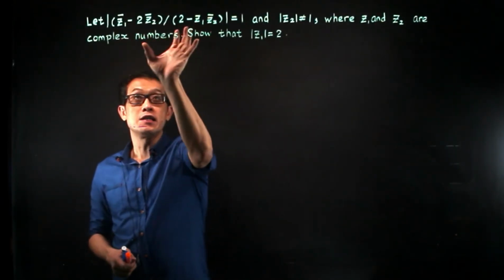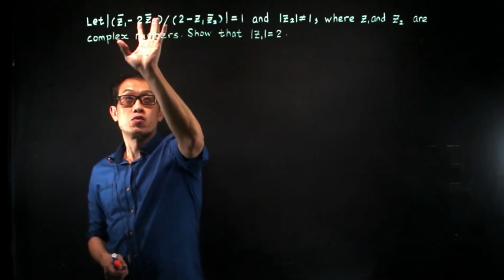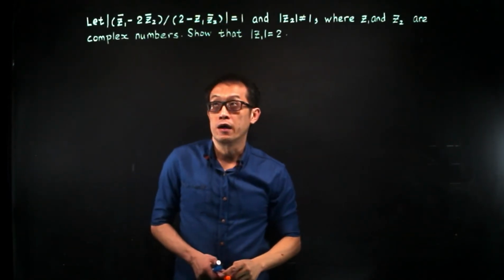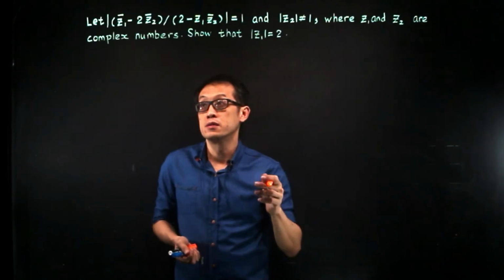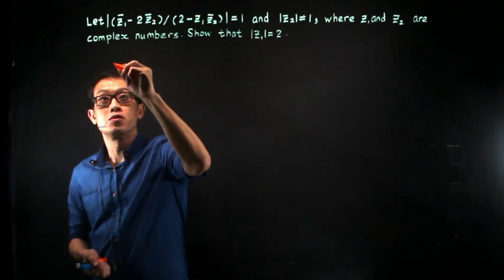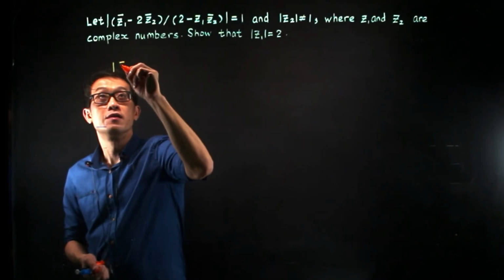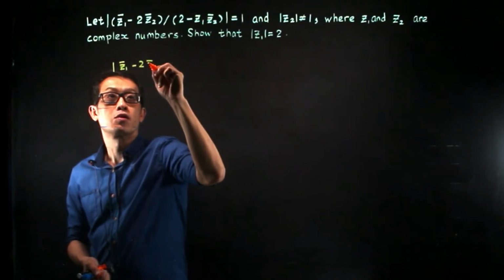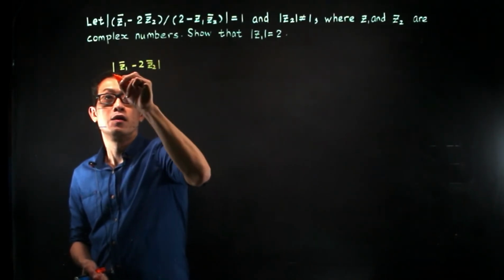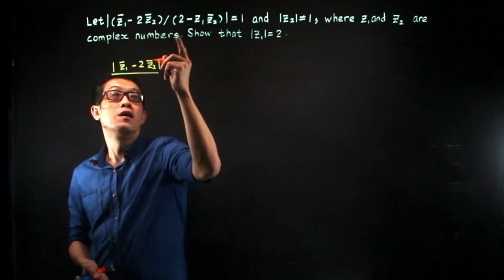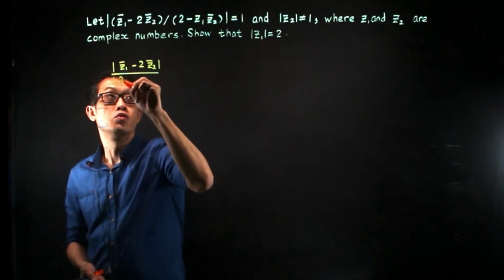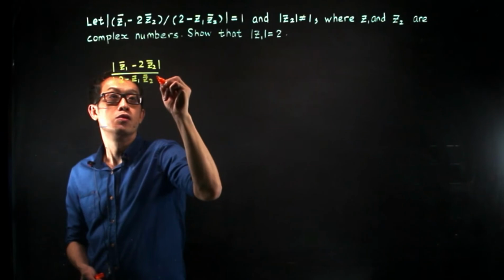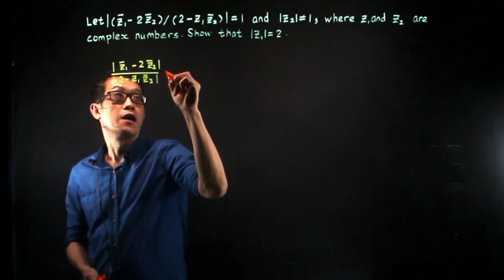Now, you realize that actually this comprises of two complex numbers. One complex number is the numerator and the other complex number is the denominator. So what we can do is we can separate it out. So you have modulus of conjugate z1 minus 2 conjugate of z2 over the modulus of 2 minus z1 conjugate z2, and it is equals to 1.